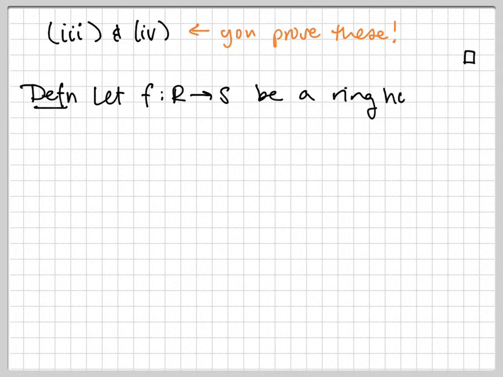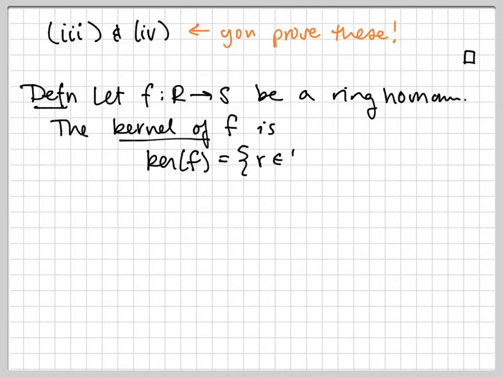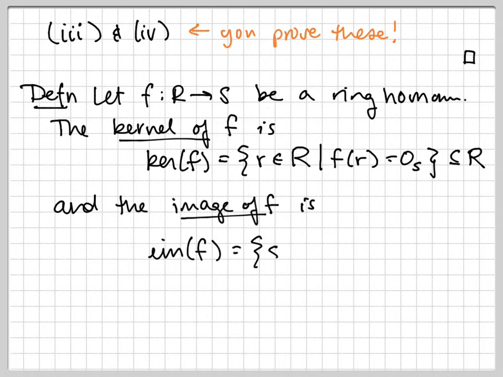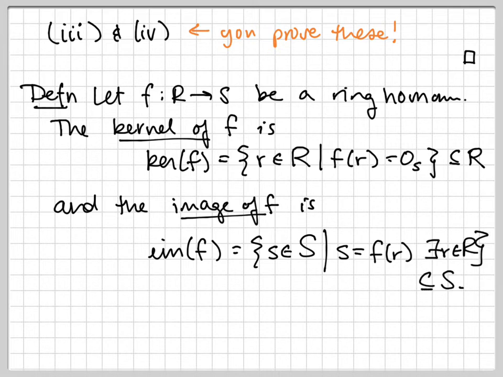All right, so here's a definition. If I take a ring homomorphism, f from R to S, then the kernel of f is all the stuff that goes to 0. It's the set of r in R where f of r is 0s, and that's a subset of the ring R. And the image of f is the set of stuff I can actually get to by plugging things into f. So that's a subset of the ring S, and it's all the s that look like outputs, where I've plugged something in from R and arrived at s.